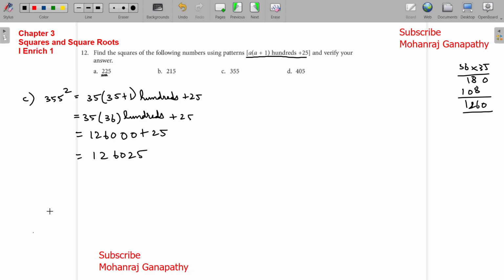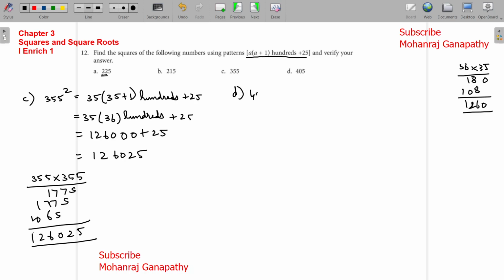They asked us to verify it, so we need to multiply 355 into 355. 5 5s are 25, 5 5s are 25, and so on. The result is 126025.